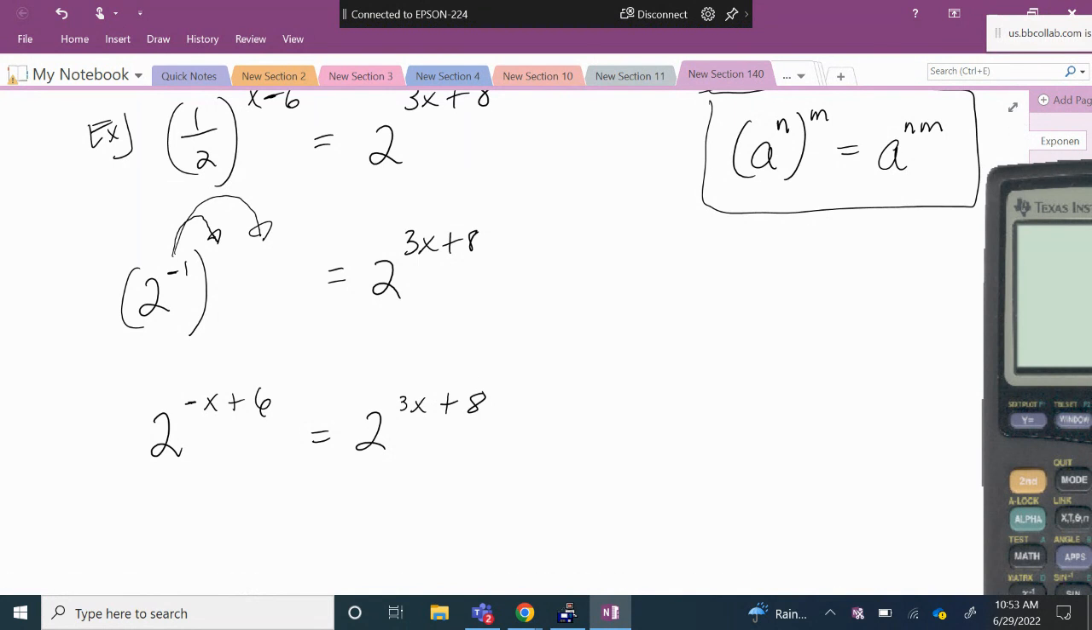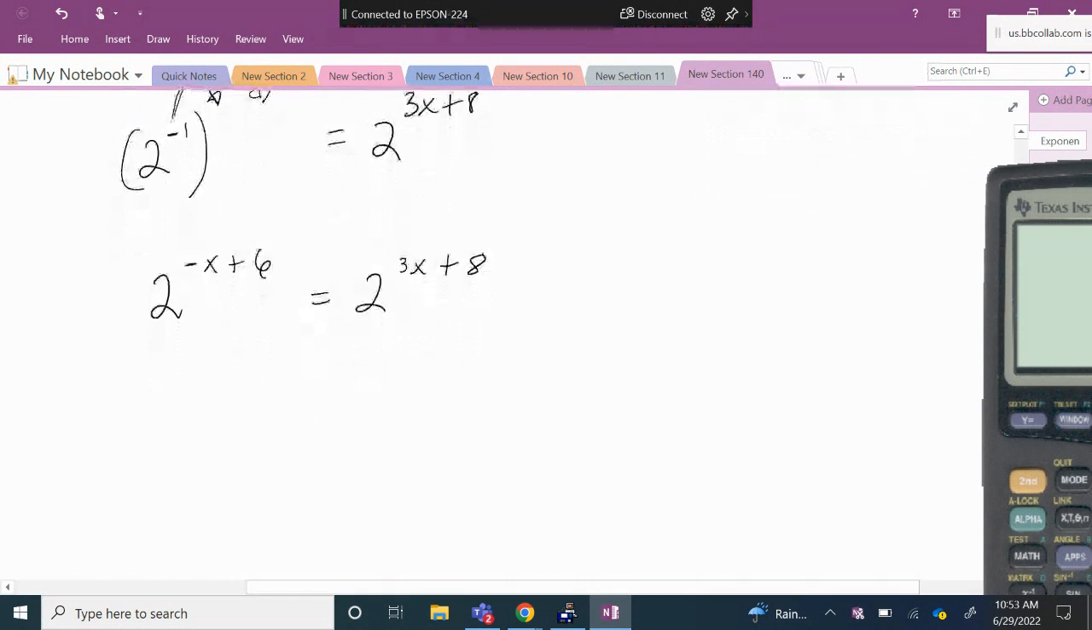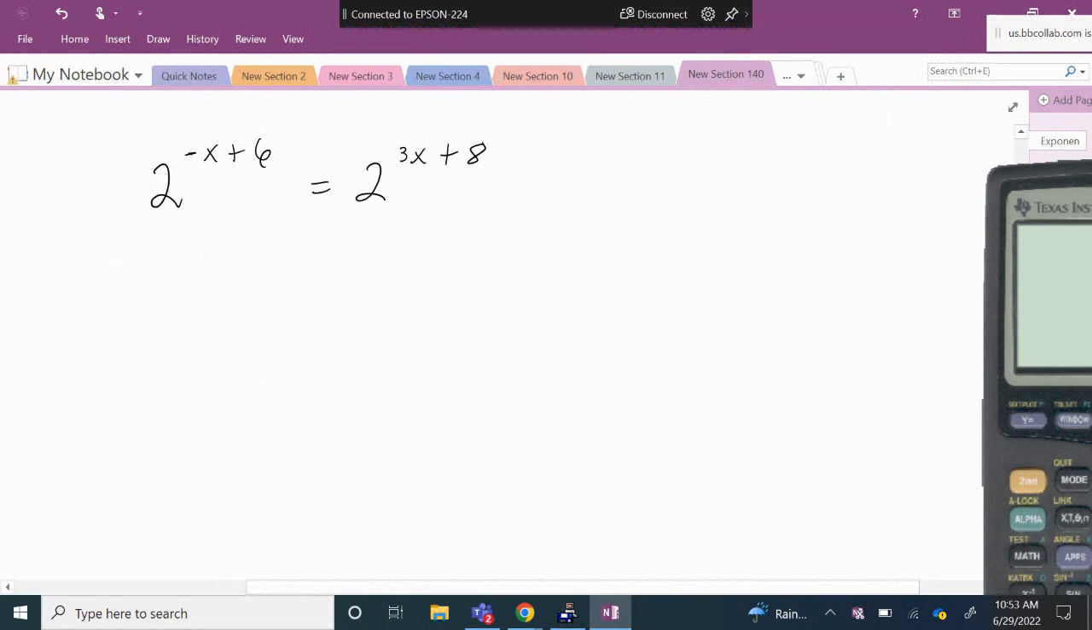And now we have like bases. So I am going to use a like base property. I'm going to drop the base, and I'm going to set the exponents equal. And now we're going to solve.